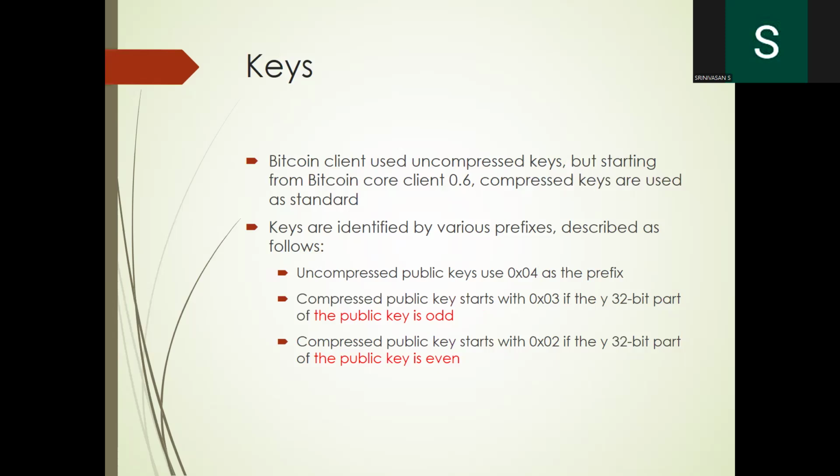The uncompressed public key starts with 0x04 as the prefix. The compressed public key starts with 0x03, and the compressed public key starts with 0x02 if the Y 32-byte part of the public key is even.